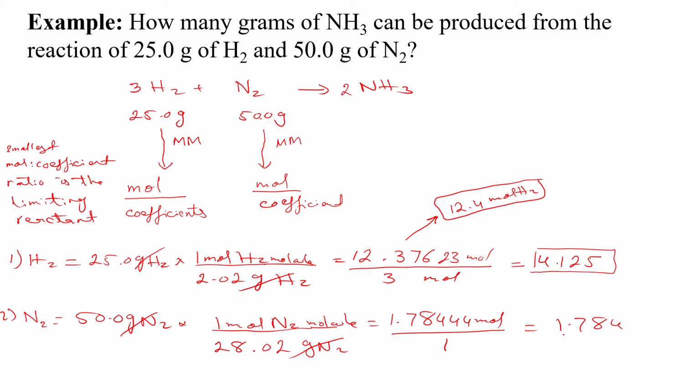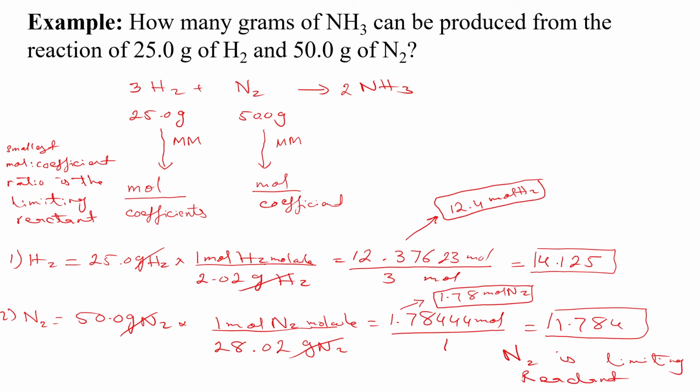Okay, we are only comparing these numbers, so you don't have to worry about the sig figs and all those things here. But if you have to round this to the number of moles of nitrogen, then it is going to be 3 sig figs. So it is 1.78 moles of nitrogen. Now you're going to compare these numbers to identify which one is the limiting reactant, and the smallest ratio will be the limiting reactant. So your nitrogen is the limiting reactant. So that is the first step.